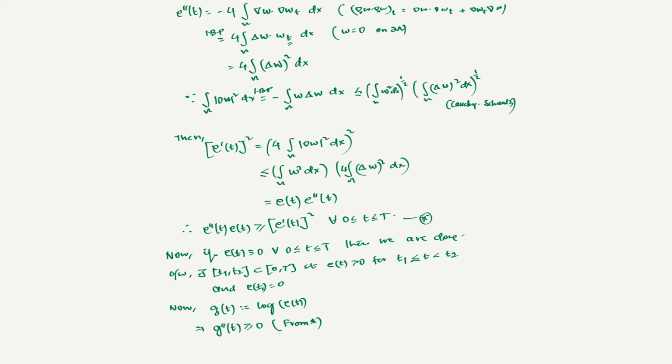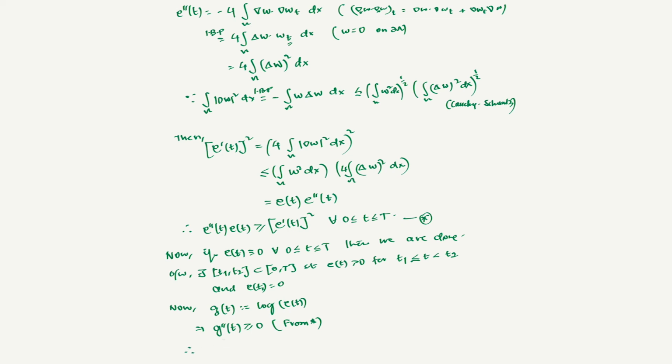I hope this is quite fine. See, what is g prime of t? It is e prime of t by e of t, right? And then g double prime of t is essentially this thing, and this is greater than or equal to 0, therefore g double prime of t is greater than or equal to 0. Okay, so what does that give you?